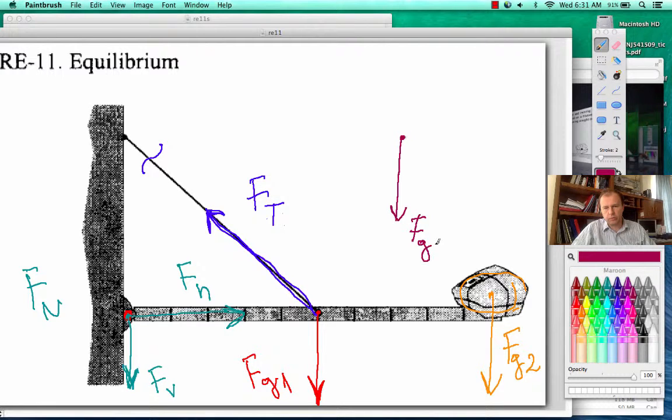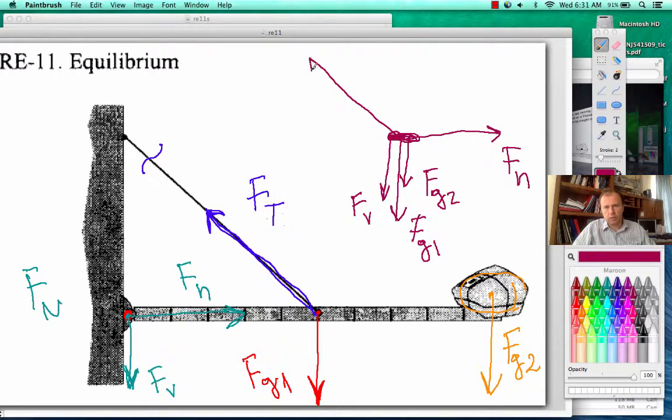We have the force of gravity 1. We have the force of gravity 2. And we have the vertical force. Right? Let's make this a little bigger. And we have the horizontal force FH. And we have the force of tension.